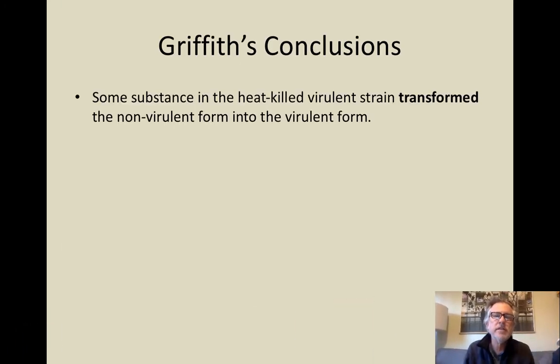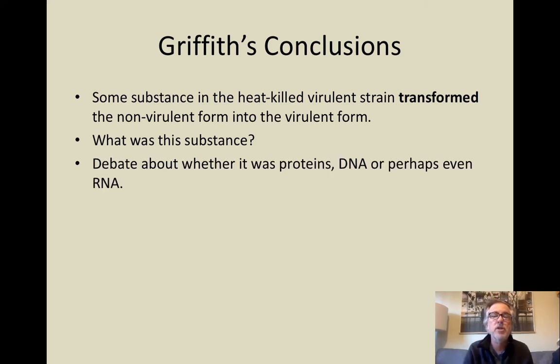Griffith's conclusion is that some substance in the heat-killed virulent strain transformed the non-virulent bacterium into the virulent form of the bacterium. So what was this substance? People had a hunch that whatever transformed the bacterium was the same thing that provided hereditary information. And so there was great debate as to what molecules would be the hereditary molecules. And people mostly thought it must be proteins, DNA, or RNA.